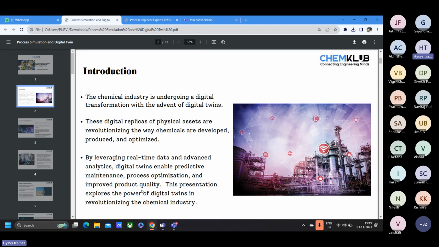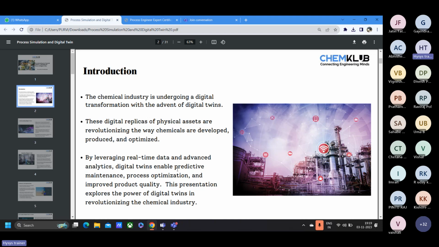Another is improved product quality. For example, there are ammonia plants, polymer plants, methanol plants, several crude plants. By implementing real-time data analysis and digital twins, we can improve the product quality. For example, if the pressure is fluctuating between 21 and 24, but you get the best product quality at 23 kg per centimeter square gauge, then this model will help finalize that 23 gives a very good product quality. Then you will implement that recommendation in your real process, thereby increasing your product quality.